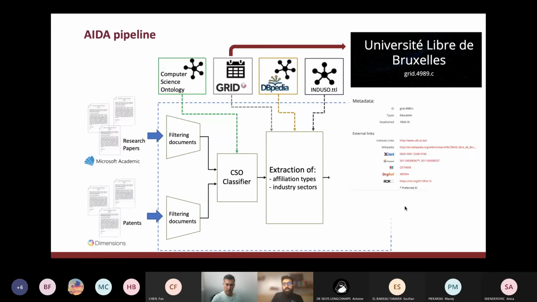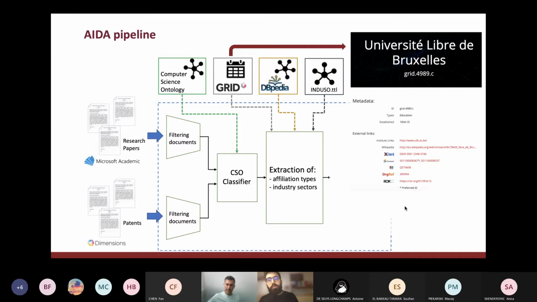Now, this is the CSO classifier. We take our patents and papers, we classify them and we extract topics. Then we extract affiliation types and industry sectors, because we want to annotate whether a paper or a patent has been published within academia or industry, or was a collaborative effort. And if it is an industrial paper, we want to understand what the industrial sector of this paper is. To do this, we use GRID.